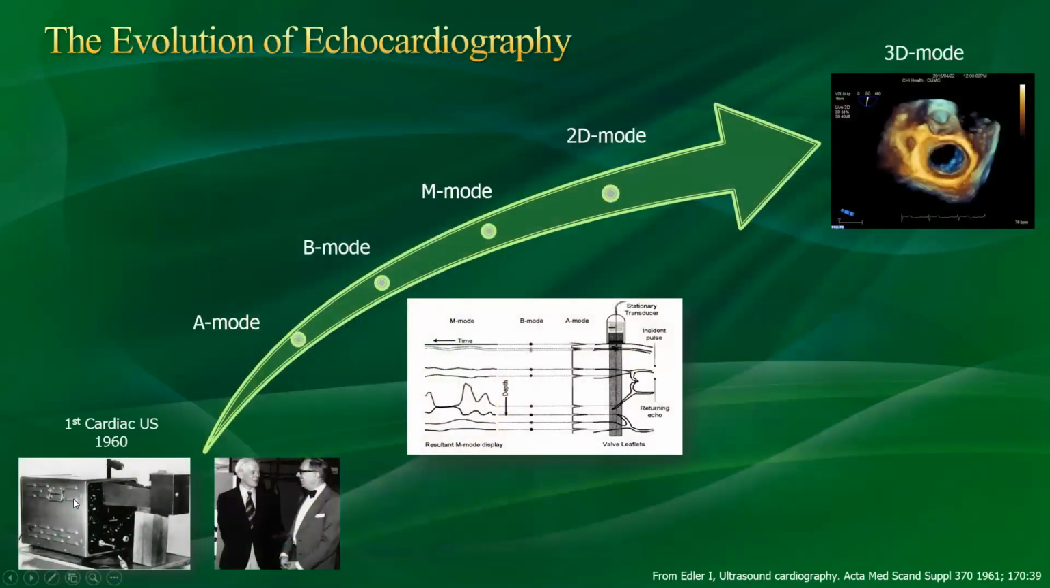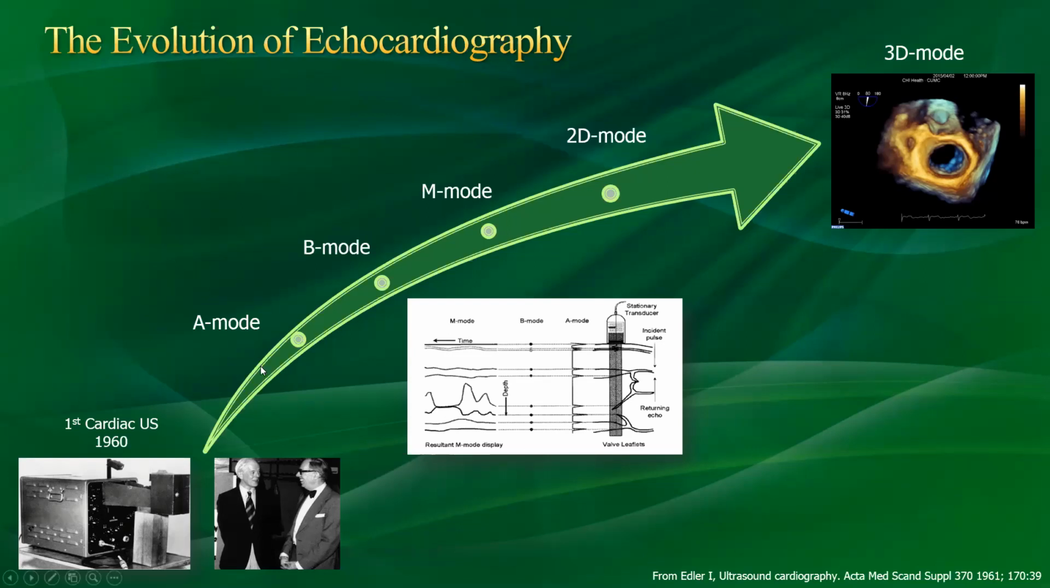This all started in the early 1950s, thanks to these two gentlemen, Dr. Elder, a Swedish cardiologist on the left here, and Dr. Karl Hertz, a German physicist. They teamed up and gave us the world's first echocardiography. This is their first ultrasound machine, and they called it ultrasound cardiography. They presented this at the Third European Congress of Cardiology in Rome in 1960.